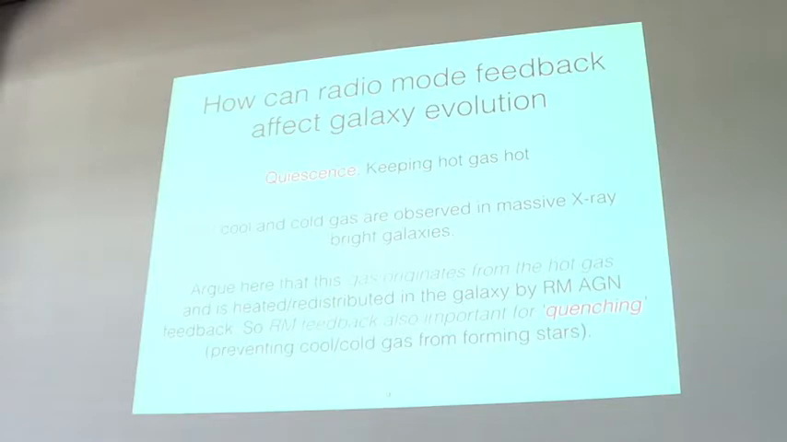So usually when we're talking about radio mode feedback in low redshift systems, we're talking about keeping hot gas hot. But we see cool gas in these systems, we see cold gas in these systems. So I'm going to argue here that the gas that we see in these systems is originating from the hot gas, and I'm going to argue that radio mode AGN feedback isn't just important for the quiescence part, it's also important for the quenching part. It's also helping us not form stars in these systems.